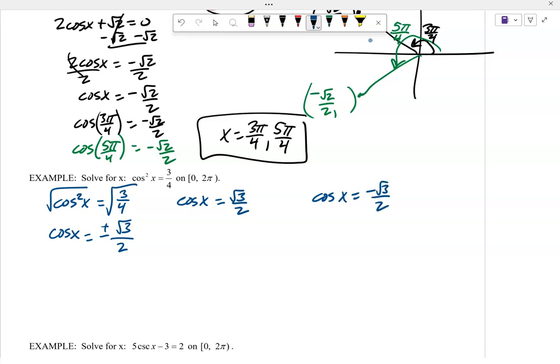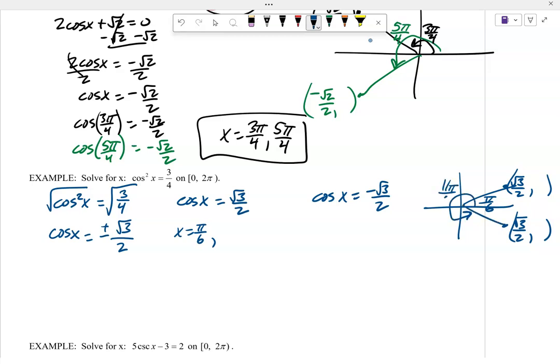So let's answer the first one there. Cosine of what is root 3 over 2? So I have two spots where that occurs on my unit circle. The first one would be pi sixths, so pi 6 would make this true. And I know 11 pi 6 is the other one. Cosine of 11 pi 6 is also root 3 over 2. So there's two of our answers.